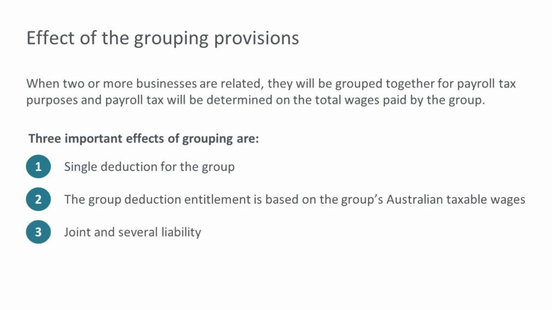And third, joint and several liability. All current members of a group, whether or not they are employers, are jointly and severally liable for the debts of the group. Therefore, if one member has a payroll tax debt, that amount can be recovered from any of the other group members.